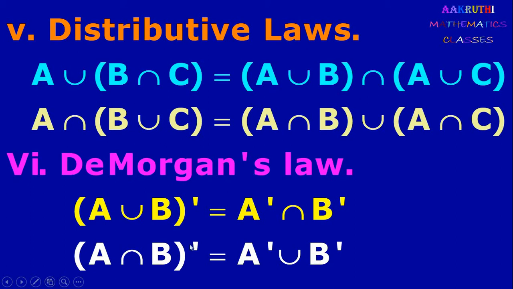Also A intersection B whole dash equal to A dash union B dash. Now here it is intersection and here it is union. So A intersection B whole dash is the same as A dash union B dash.